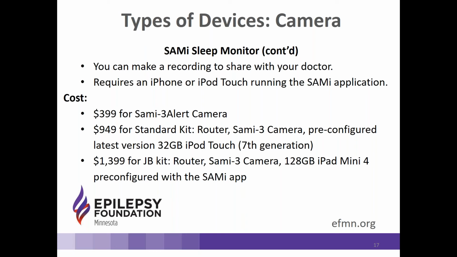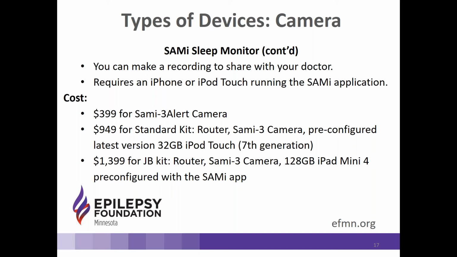Well, there's different levels. If you already have the required iPhone or iPod Touch that will be compatible with this, then it's $399 for the camera. If you need more than that, they have a standard kit for $949 that includes a router, the camera, and a pre-configured latest version of the 32 gig iPod Touch. And when I say pre-configured, it has the SAMI application already loaded and running on it.